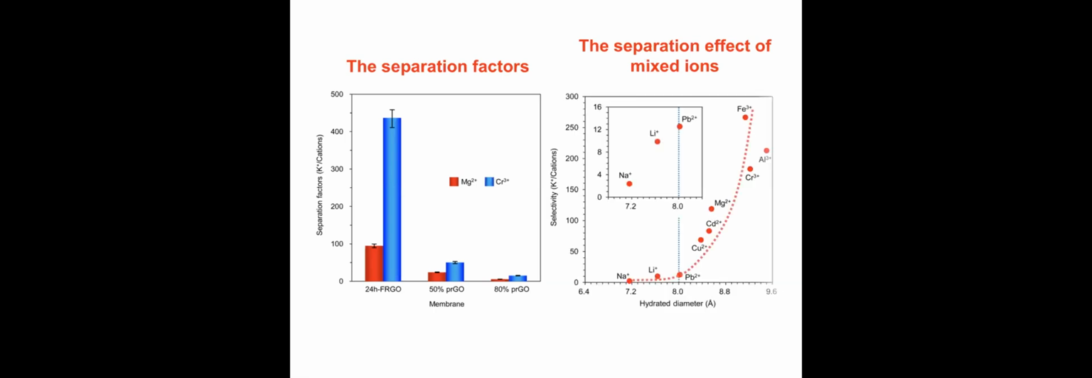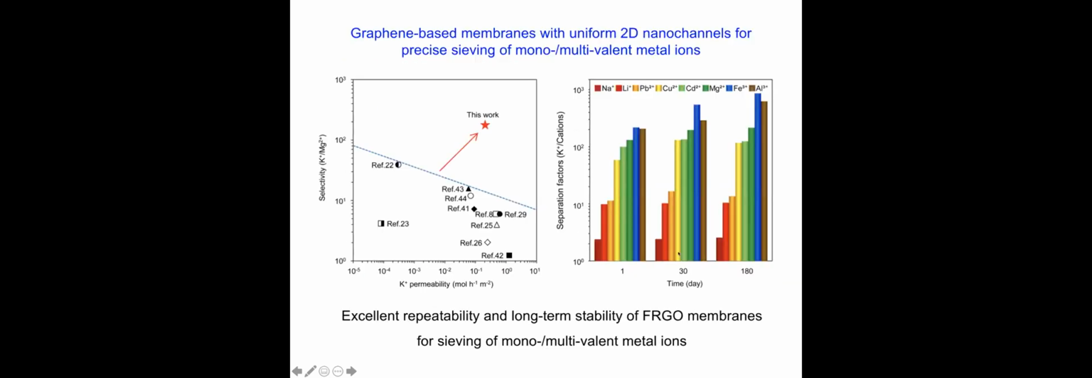So the result shows that our membrane has a very large separation factor for potassium ions to magnesium ions and chromium ions. So the result shows that our membrane has very good separation properties. It also shows excellent repeatability and long-time stability for separating monovalent and multivalent metal ions.